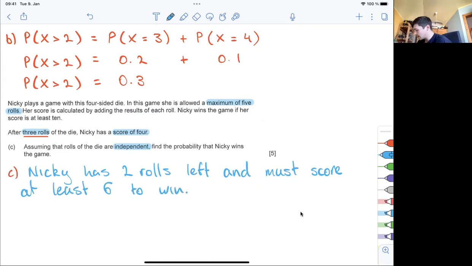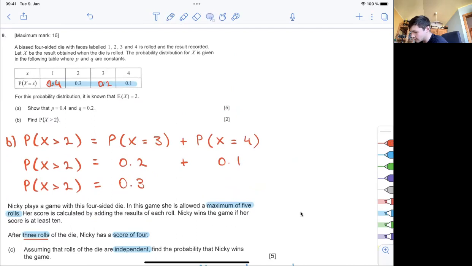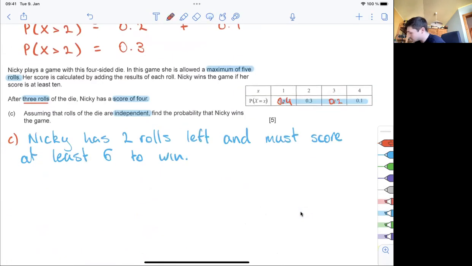Okay, so now we've got to consider the possibilities of Nikki scoring 6. So if we look back at our table, in fact, what we could do, we'll just copy this bit here and bring that off to the right. Let's do that. Paste image. Yeah, that'll do. That's not too bad. Okay, cool. So the ways that she can score a 6. Okay, so the probabilities that we'll say P win.